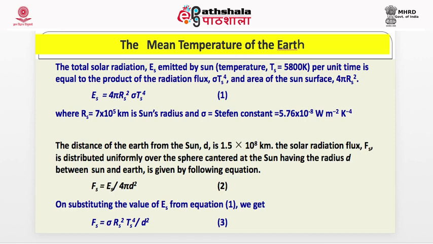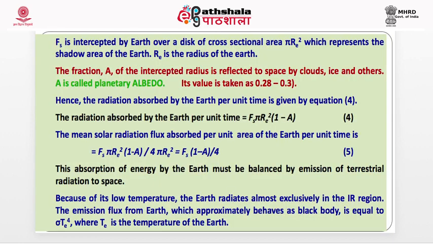This flux is equal to total energy divided by the area. On substituting the value of Es into this, we get this equation. Fs is intercepted by the Earth over a disk of cross-sectional area pi r square, where r is the radius of the Earth. Remember, whole of the Earth is not exposed to sun. Only part of it is exposed. It has been shown by physics derivations that this is the area which represents the shadow area of the Earth and which intercepts the solar flux.